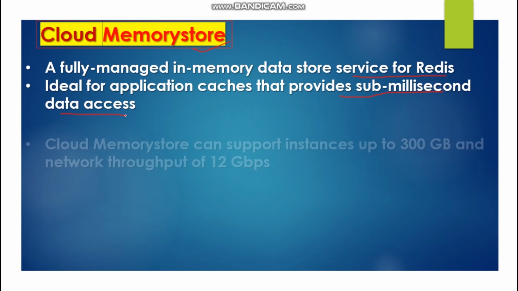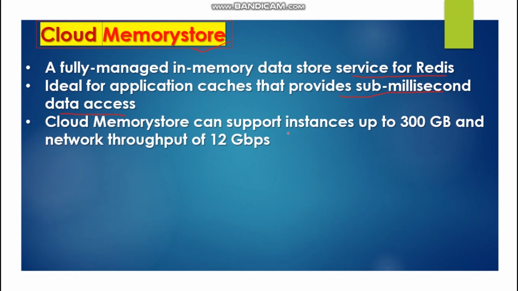All right. Now Cloud Memorystore can support instances up to 300 GB and a network throughput of 12 Gbps. Okay. So if you see a typical application, it will have a database and there will be a front end of the application, right? So this is a DB and this is your front end application.